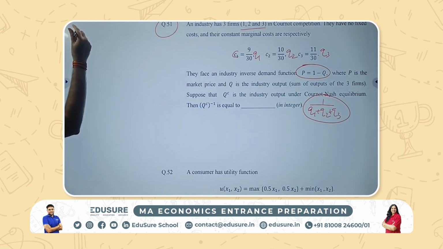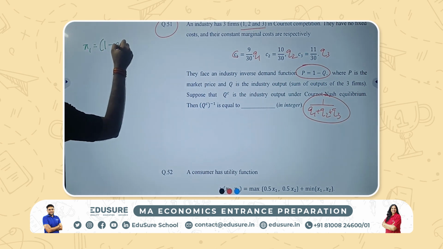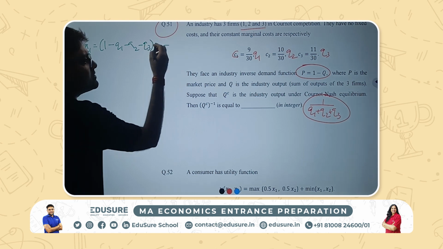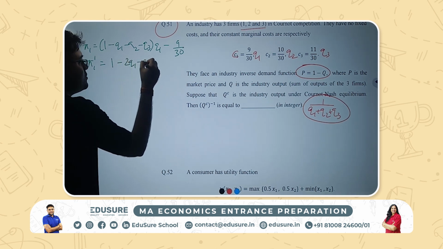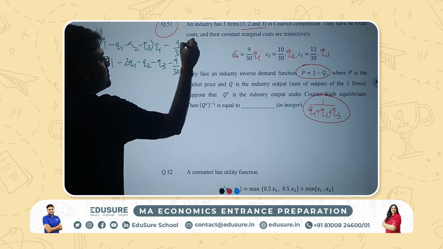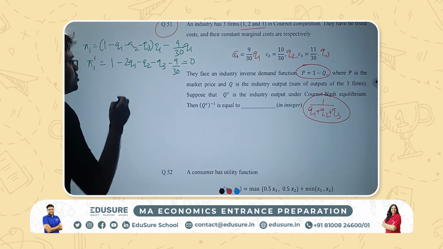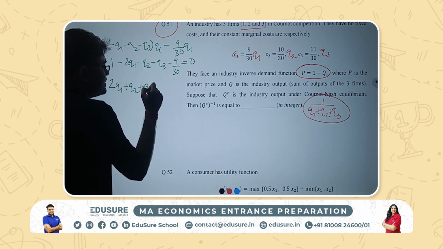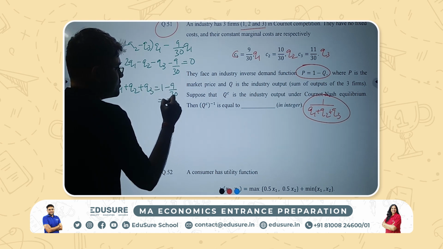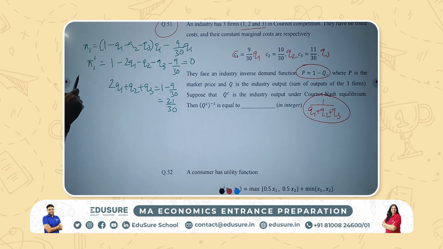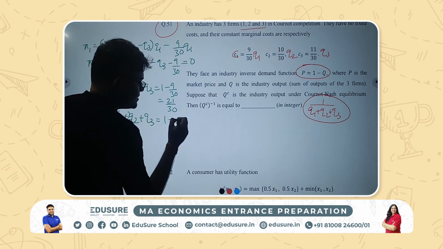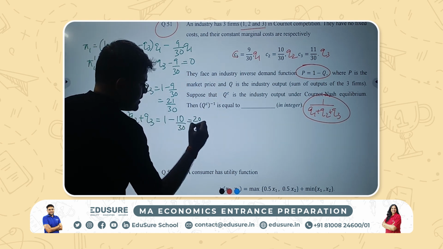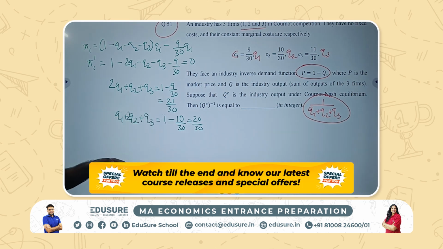So let's go into it. Let's take a look at the profit equation of the first firm. The first firm's profit will be 1 minus Q1 minus Q2 minus Q3, into Q1, minus 9 by 30 into Q1. So the derivative is 1 minus 2Q1 minus Q2 minus Q3 minus 9 by 30 is equal to 0. So I get 2Q1 plus Q2 plus Q3 is equal to 1 minus 9 by 30, which is equal to 21 by 30. Similarly, from the equation of the second firm, you will get Q1 plus 2Q2 plus Q3 equal to 1 minus the cost 10 by 30, which is equal to 20 by 30. Basically 2 by 3, but let me write everything in terms of divide by 30 so that it is easier for us to find the ultimate answer.